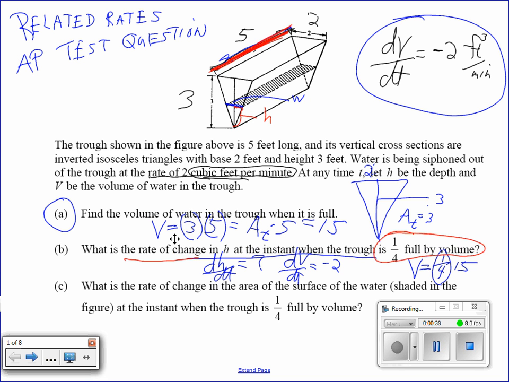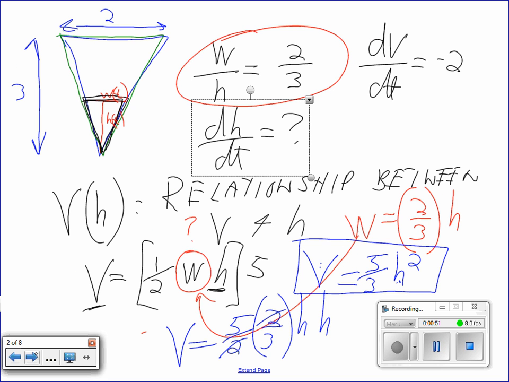Then we had to spend quite a bit of time developing, in part B, the relationship between the volume of the trough and the height of the water. Remember, this is where we came up with volume is 5/3 h squared. And we needed to know this similar triangle relationship. If we didn't know this relationship here, we're done. That's why, at the end of this, I'm going to give you some common relationships that are used in these problems.